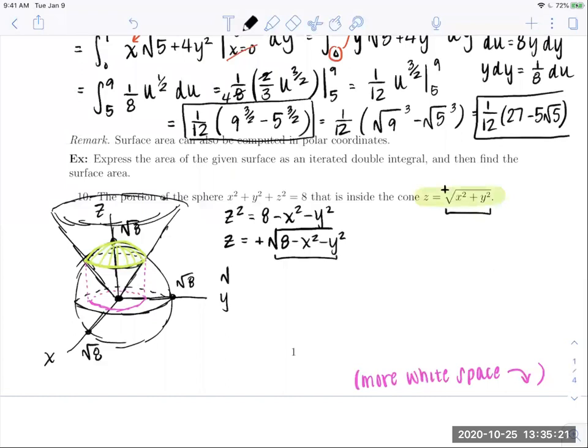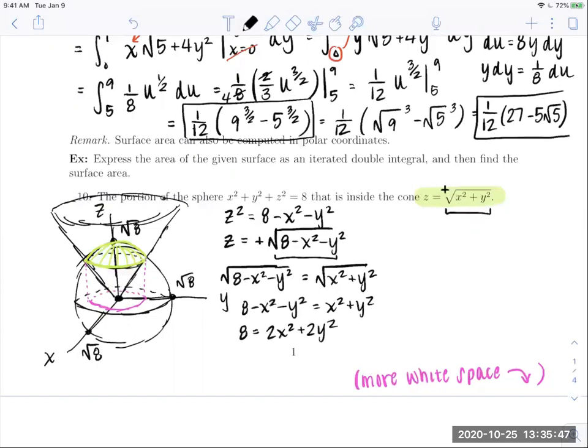I get the square root of 8 minus x squared minus y squared equals the square root of x squared plus y squared. So squaring both sides, I get 8 minus x squared minus y squared equals x squared plus y squared. So 8 equals 2x squared plus 2y squared. And finally, x squared plus y squared equals 4. So now we see that indeed that is a circle. That line of intersection is a circle up at the polar cap. And furthermore, it is a circle of radius 2.